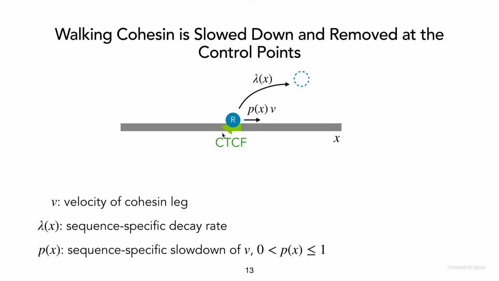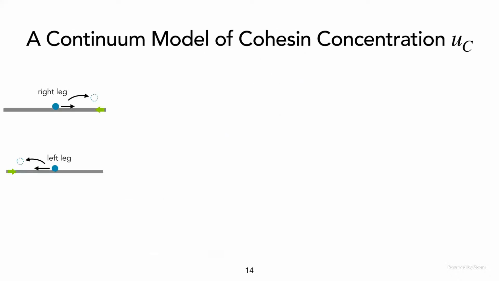So it's, as I already mentioned, sequence dependent, and velocity will slow down because it might get blocked at those control points. But rather than modeling the change in velocity, I will actually look at another parameter, which I refer to as a slowdown, and I will be observing how the cohesin is slowing down depending on the sequence. So I will be looking at a parameter that has a value between 0 and 1. Okay, so now we have the sketch of the model.